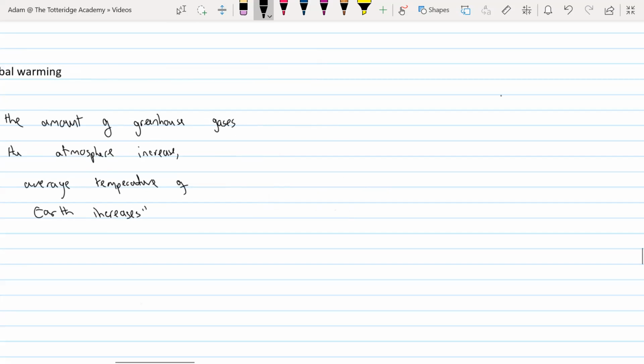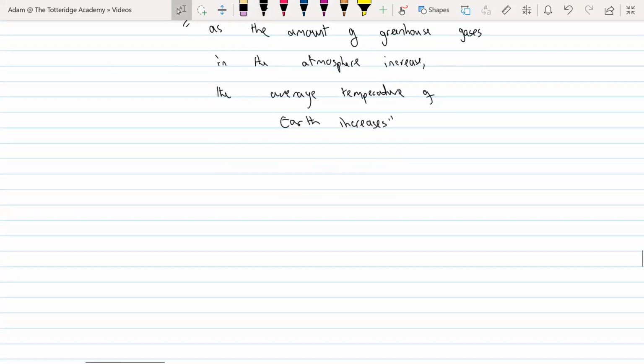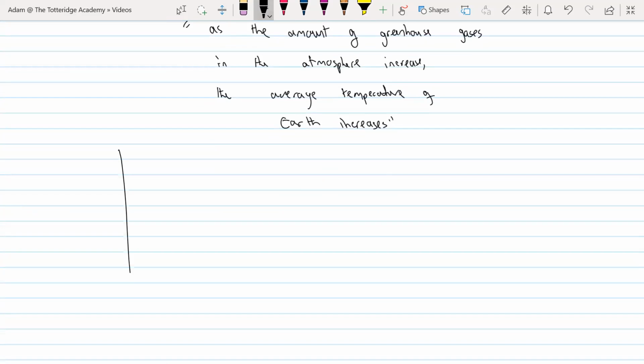The first source of evidence is when we look at the temperature of Earth over time. So if we go back, say, hundreds of thousands of years ago.